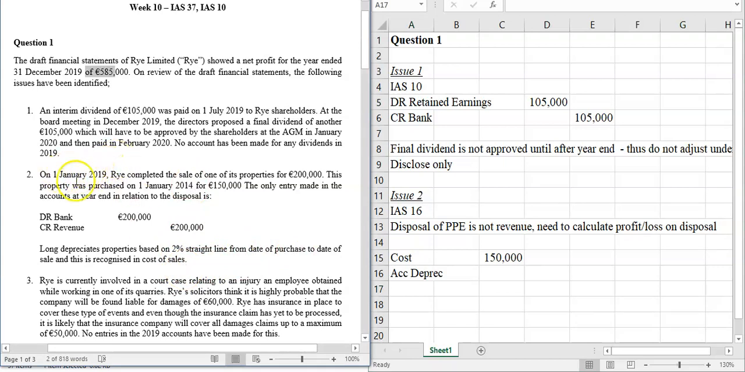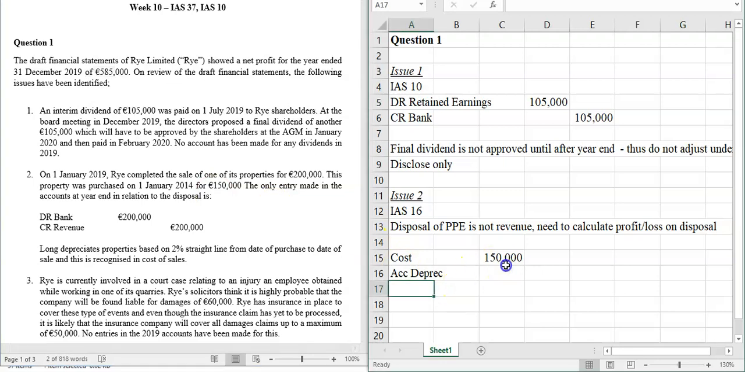Well, it's easy here because it's the 1st of January, so you're actually not charging any depreciation in 2019, but you're charging it from 2014 to 2019, which in this case will be 150,000 times 2% times 5 years. 2014, 2015, 2016, 2017, 2018. So 5 years depreciation. So the net book value at disposal will be 135,000, and proceeds were 200,000. So clearly this is going to be a profit. You made a profit on disposal of 65,000.